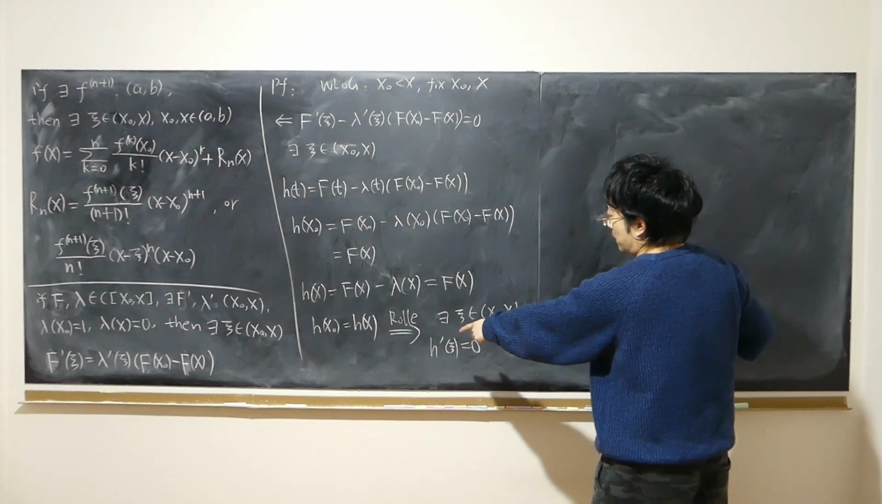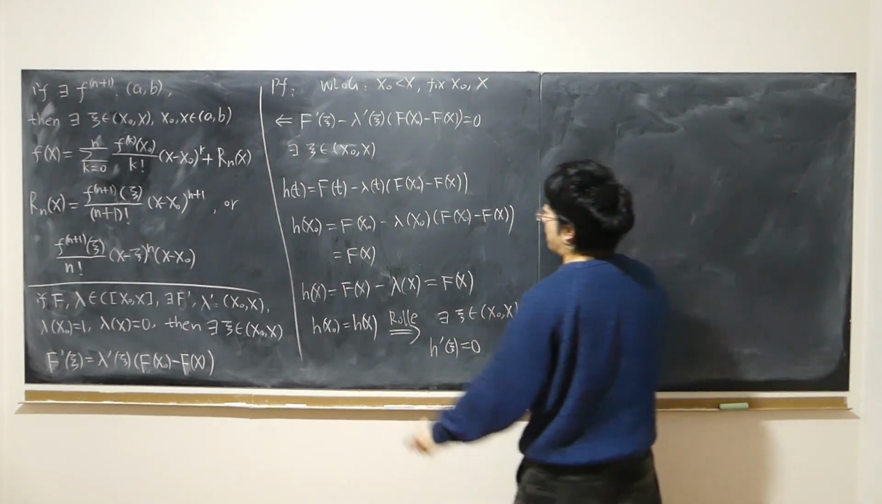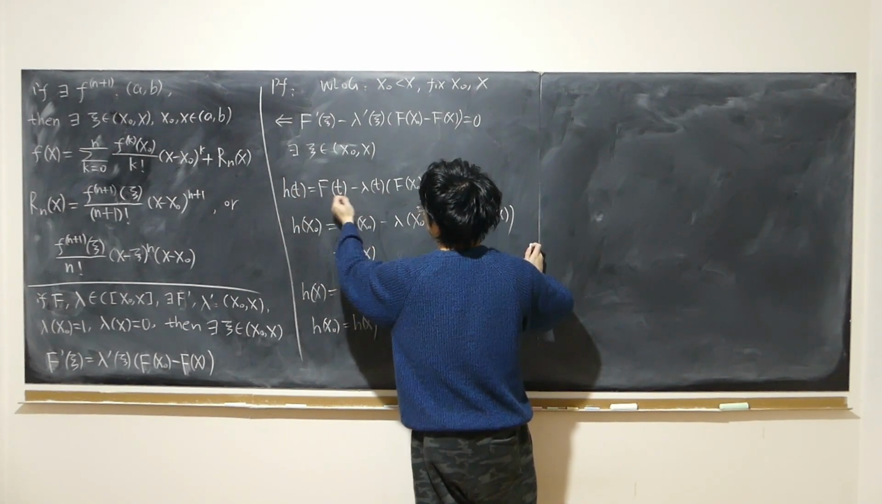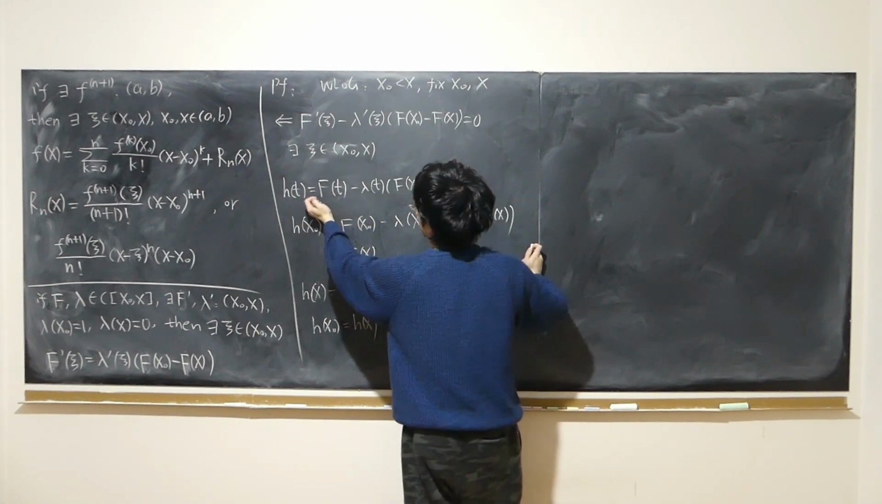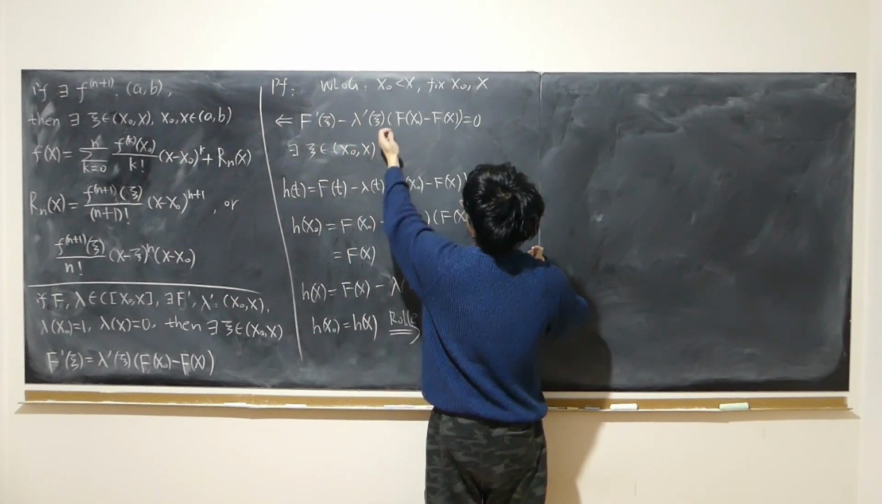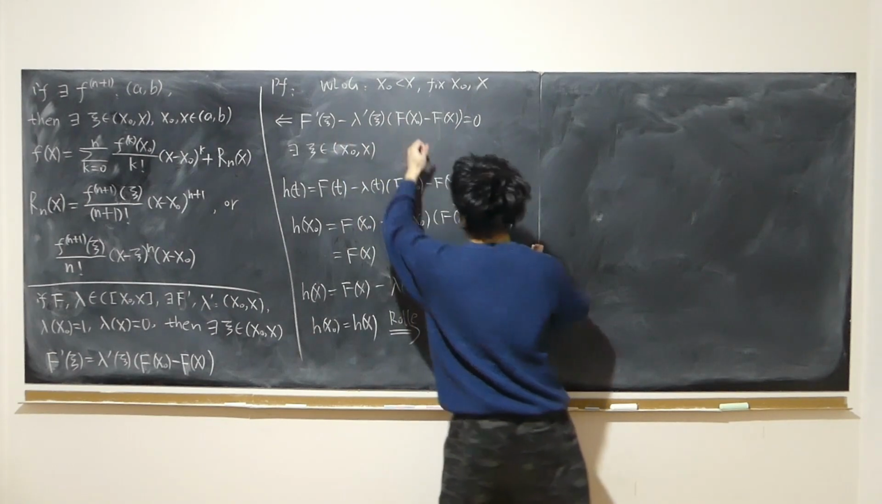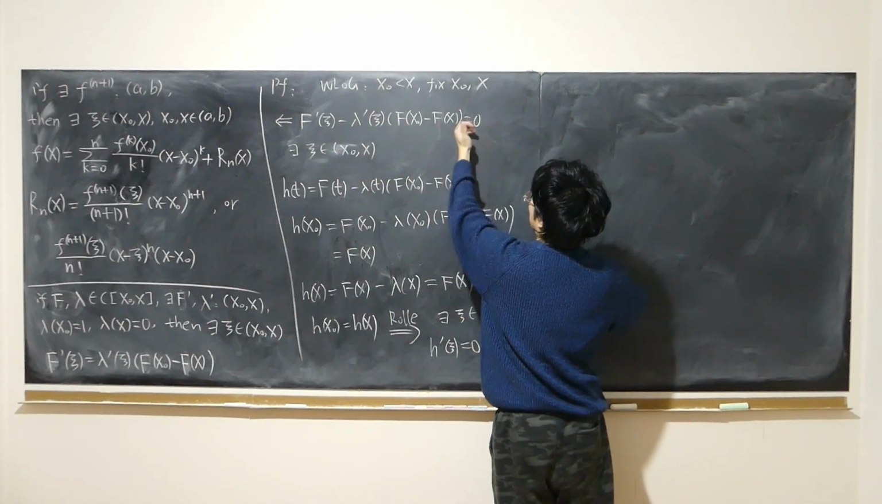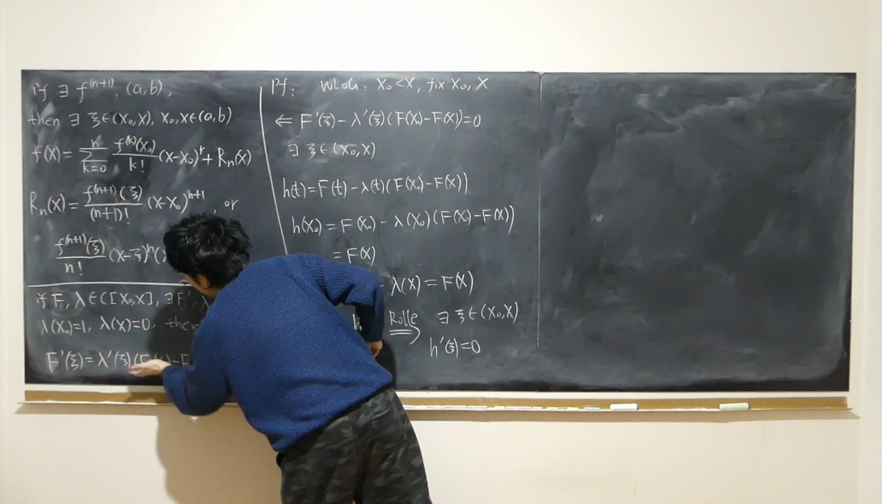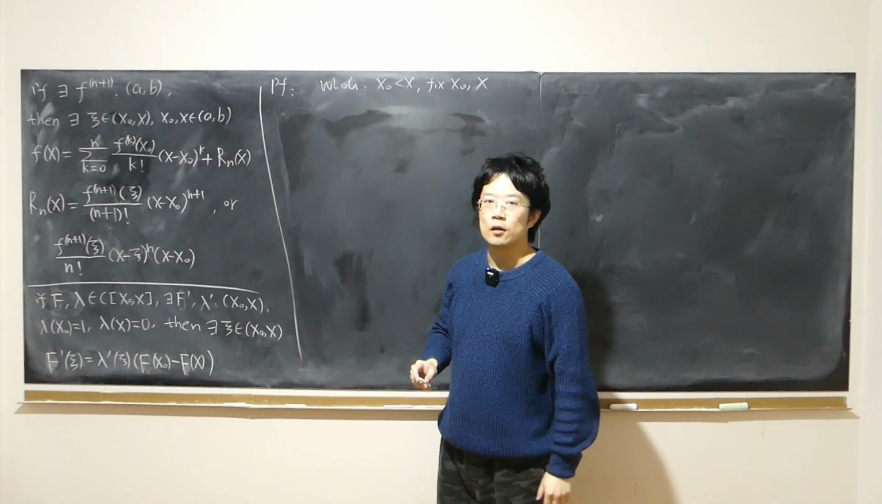What is h prime of ξ? H prime of ξ is f prime of ξ minus lambda prime of ξ times this, equal to 0. So this equation is true, and this is proven.